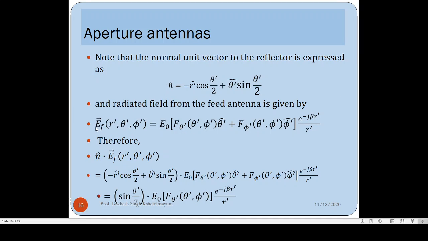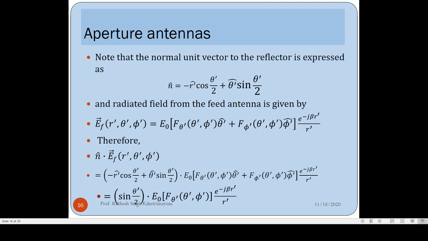And what is the radiated electric field from the feed antenna? Radiated electric field from the feed antenna in the far field of the feed antenna, which is denoted by EF. F is for the feed antenna. I am trying to find out the radiated far field electric field of the feed antenna. It can be expressed like this: E naught, F theta dash theta dash hat plus F phi dash phi dash hat, exponential minus j beta r dash divided by r dash. That's the usual expression you have for the antenna in the far field. We usually use, let's say, horn antenna or open-ended waveguide.